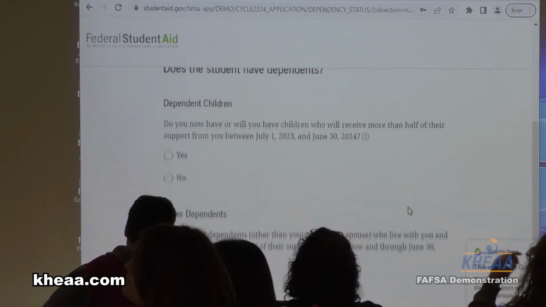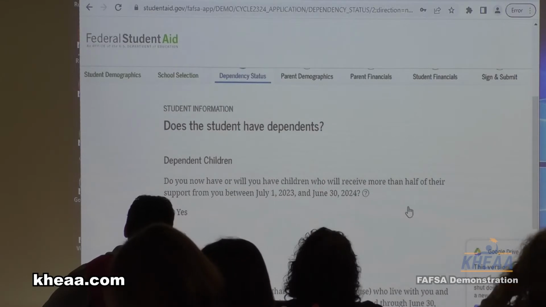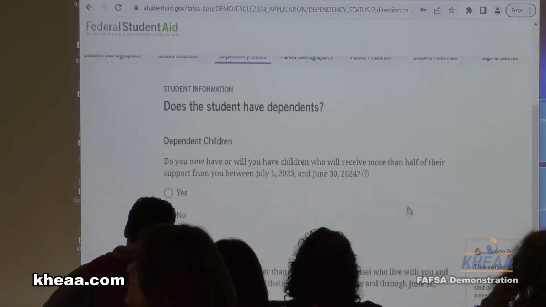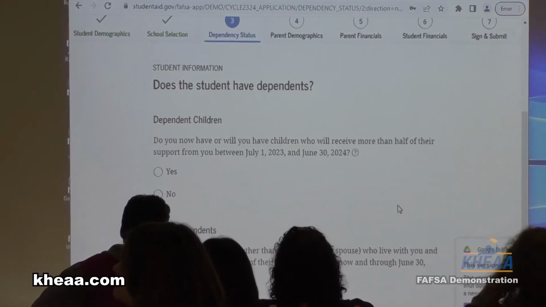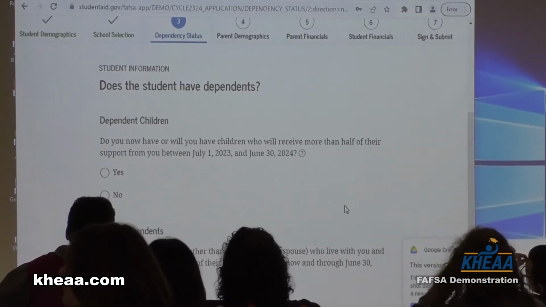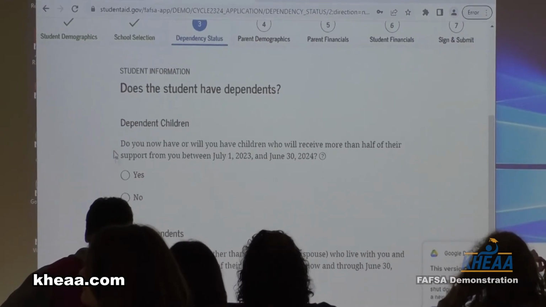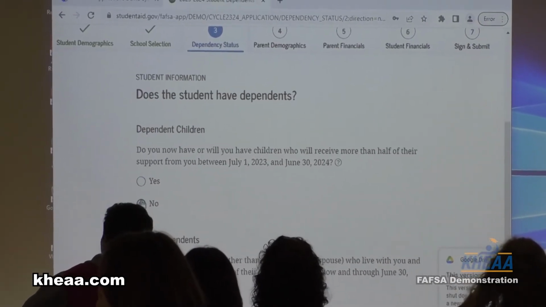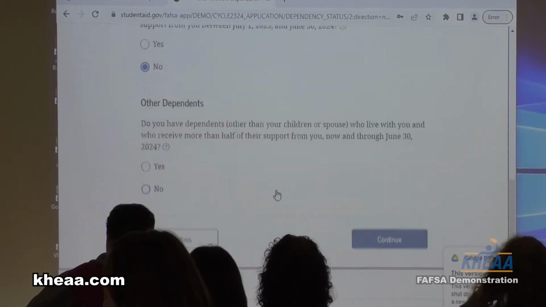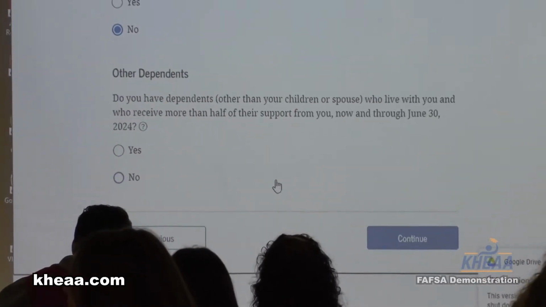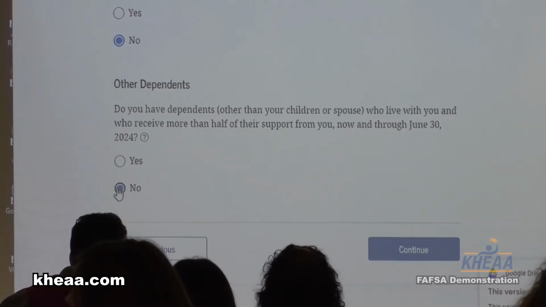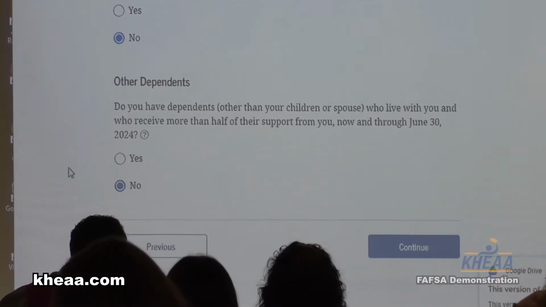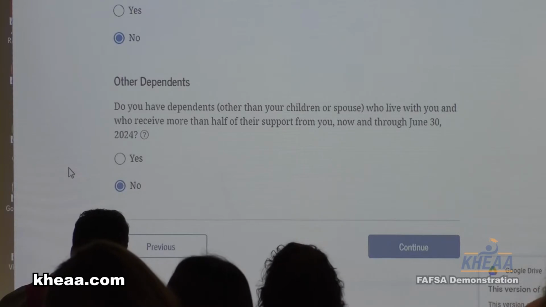So the next one, this one's still about the students. This first question says, do you now or will you have children who will receive? So do you have kids is basically what it's saying, okay? Do you have kids? Do you not have kids? So you either put yes or no. I'm going to put no. Do you have dependents other than your children or spouse who live with you? So more than likely that's going to be no as well, unless you took in your sister's or brother's kid at your age.